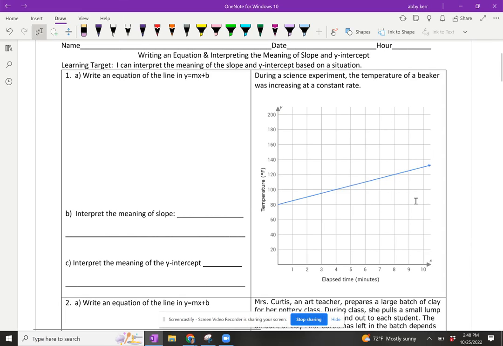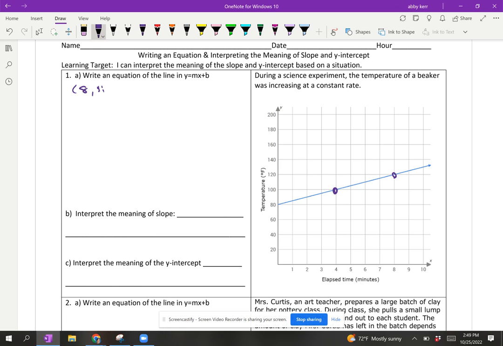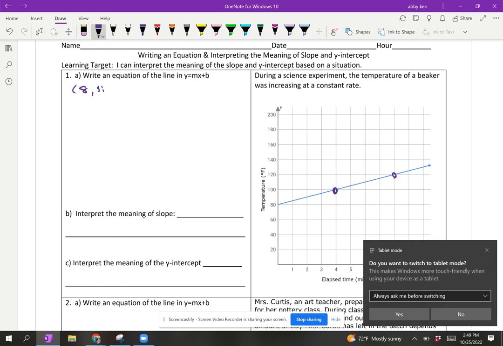All right, in this video, we're going to go over the rate of change, which is our slope, and the y-intercept, and interpret the meaning of it. So for this graph, we're just looking for two ordered pairs at the intersection of the corners. So for example, 8, 120. So let me redo that. 120 and then 4, 100.